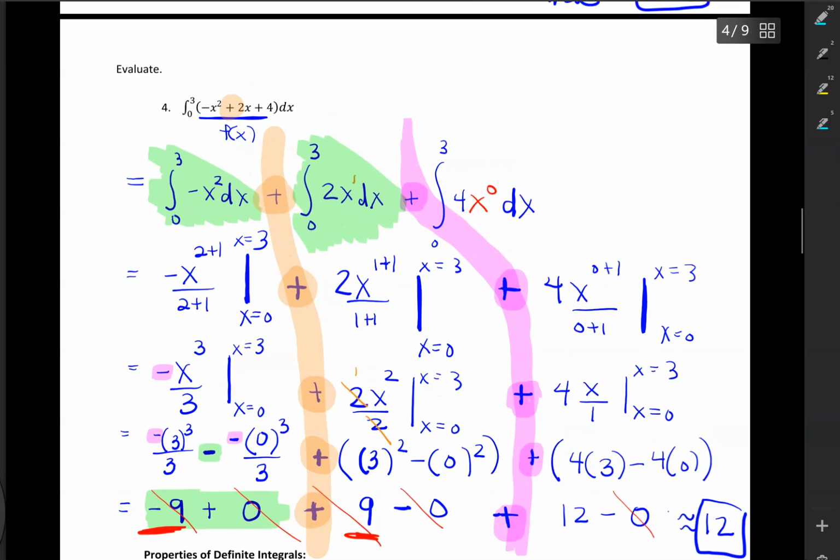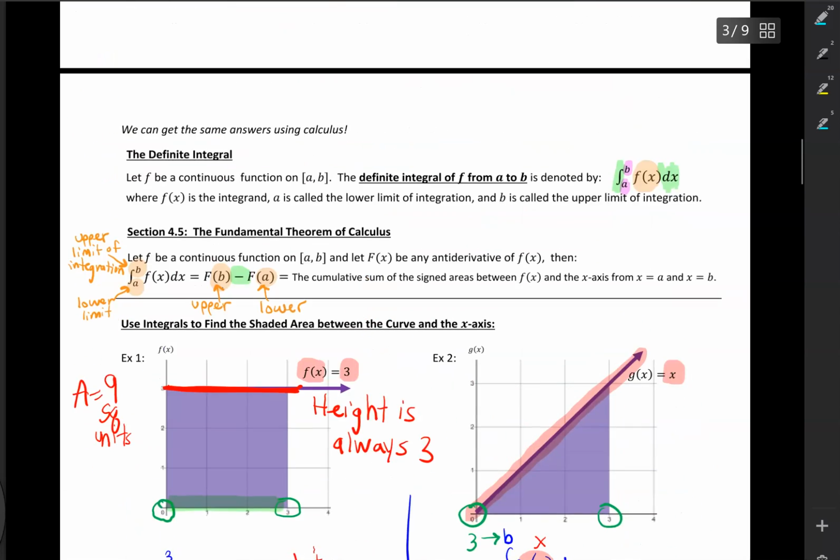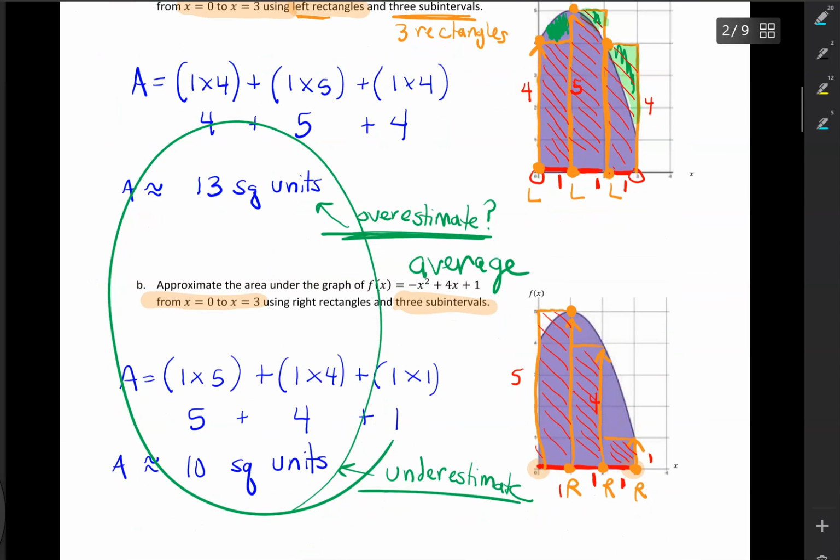It was between 12. Wait, I have to go back and peek because now I don't remember. That really weird one. Yeah. It was 13 for the overestimate and 10 for the under. So 12 being right, this one was a closer estimate anyway, and 12 was closer to 13. Okay, that makes sense.